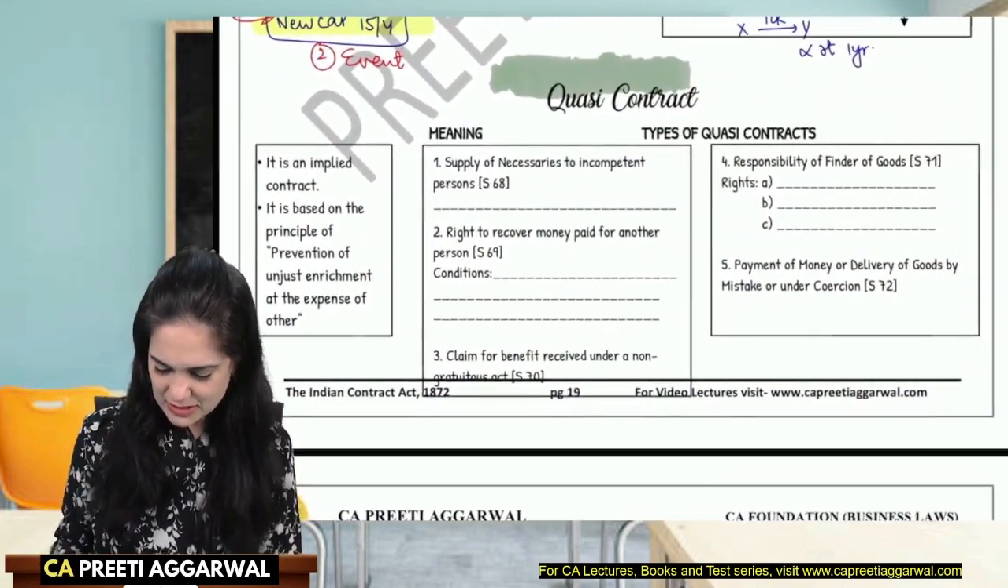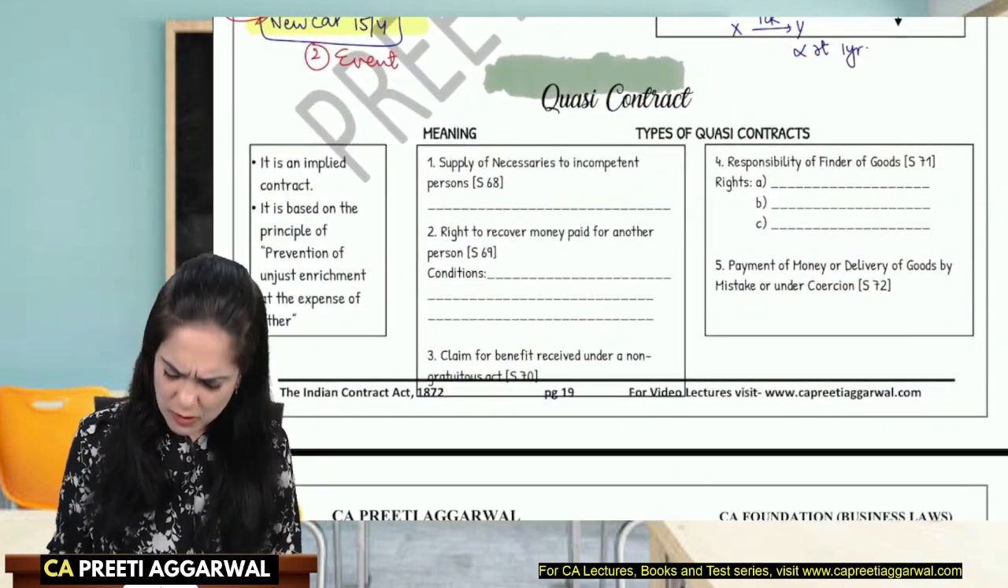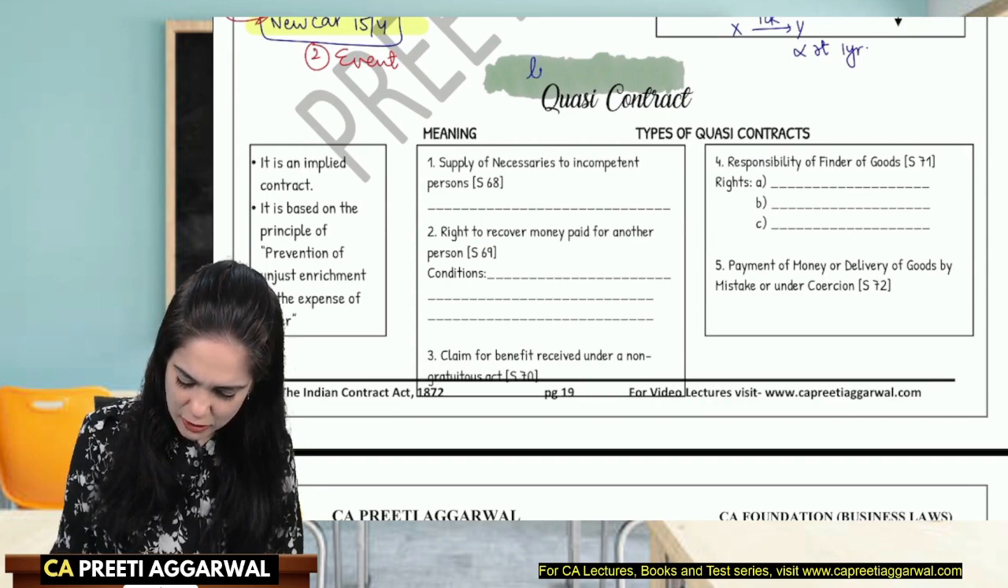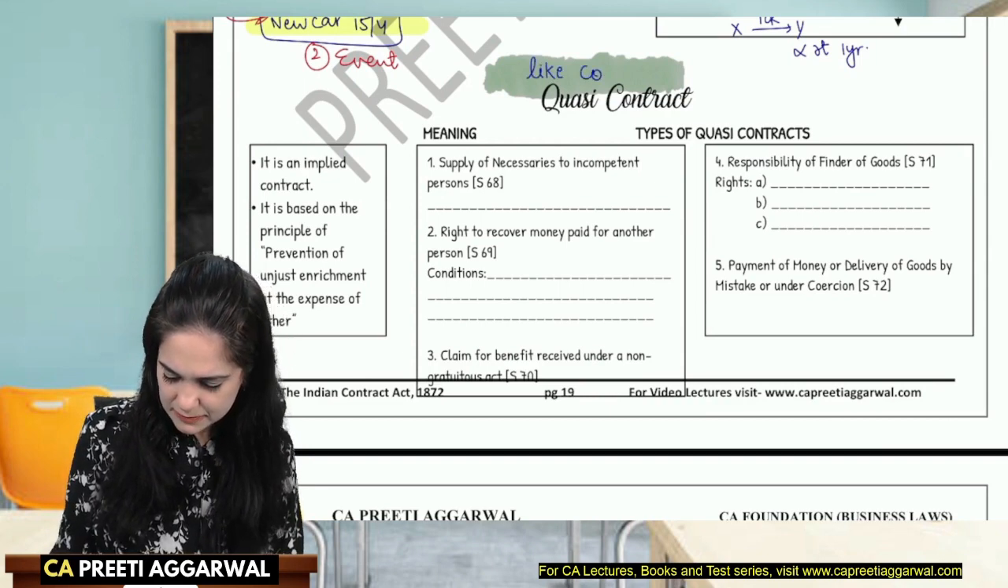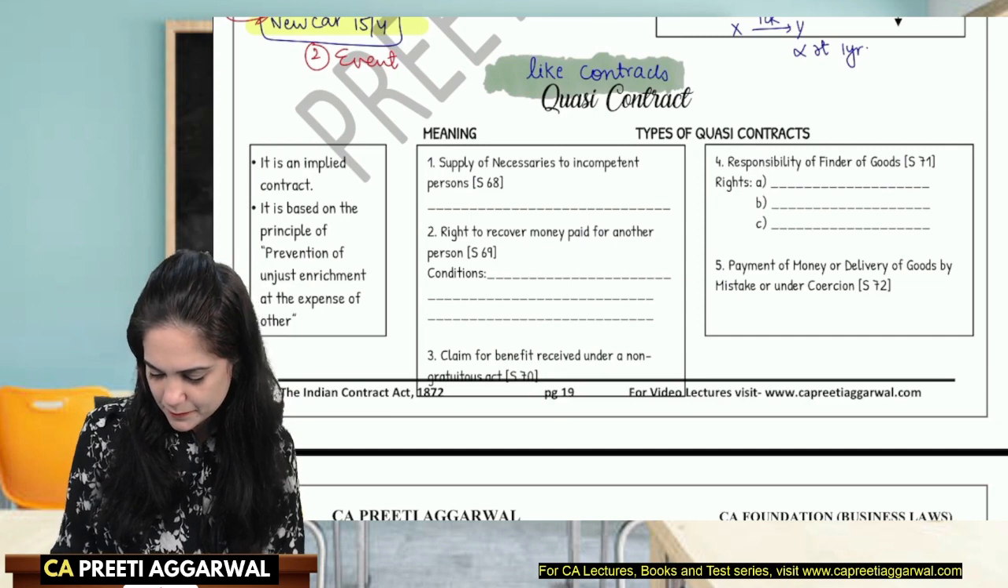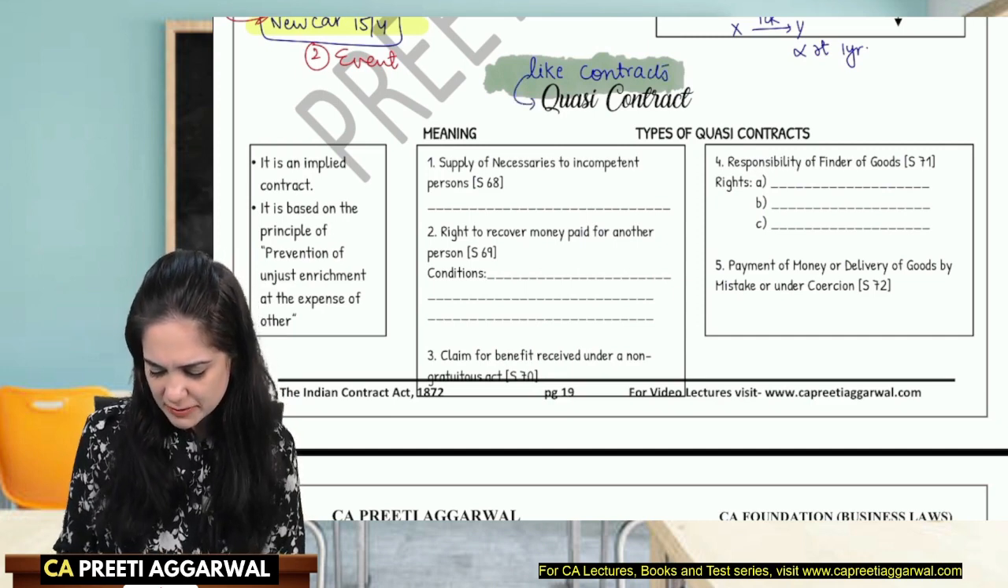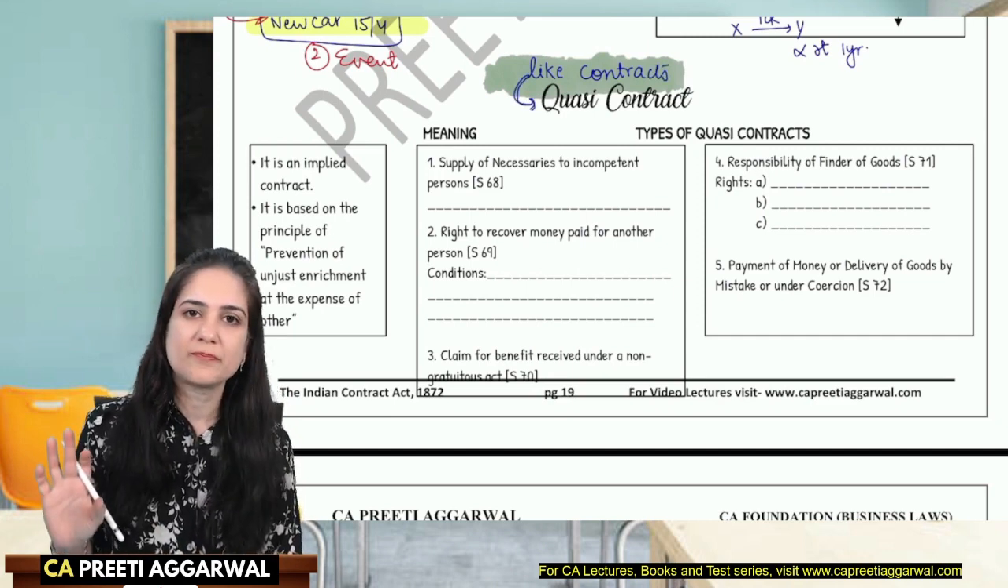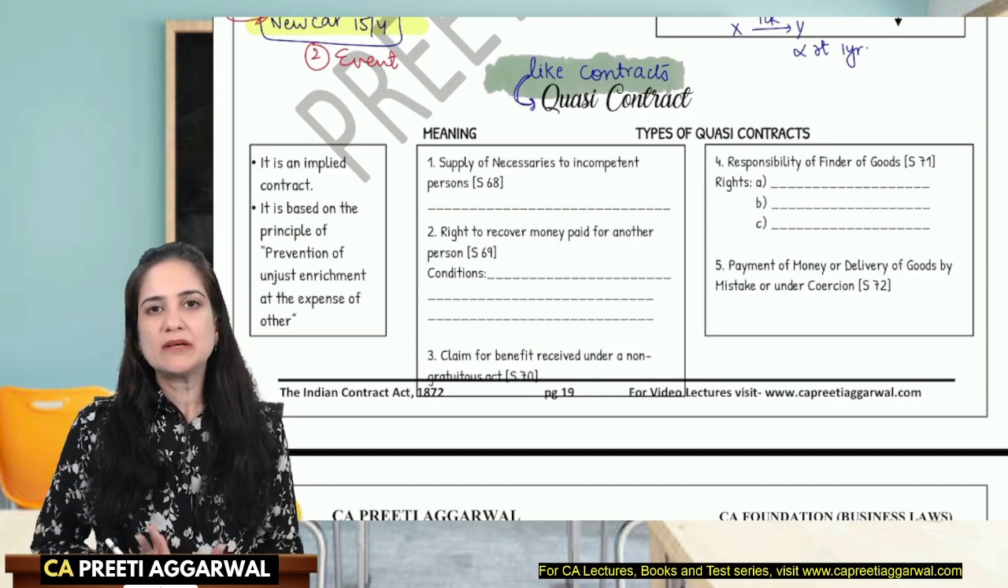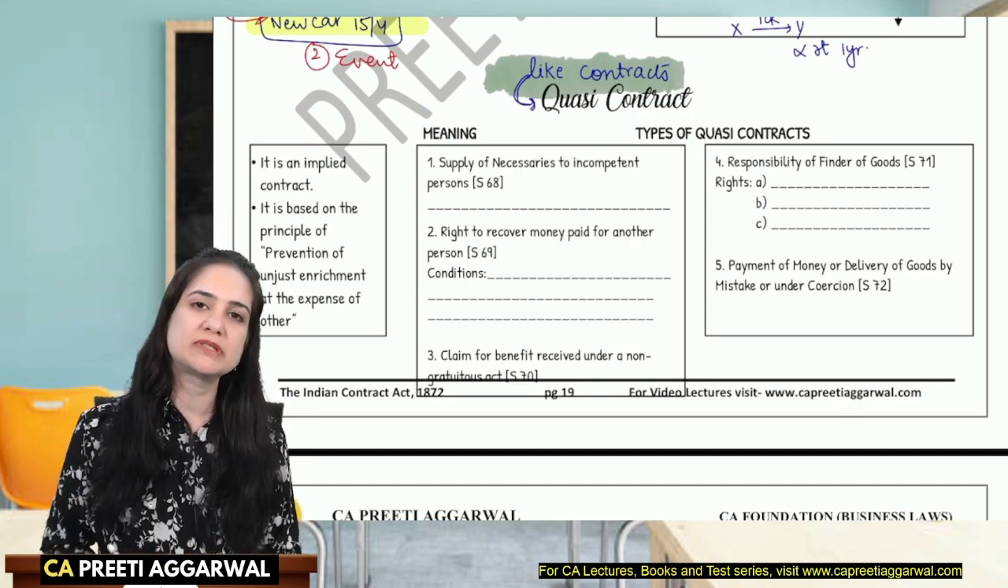Next and last, we have quasi contract. Quasi means they are just like a contract. So they are like contracts. One or the other essential element is missing, but even then it is a contract. See, basically my aim is to prevent unjust enrichment of one person at the cost of another.